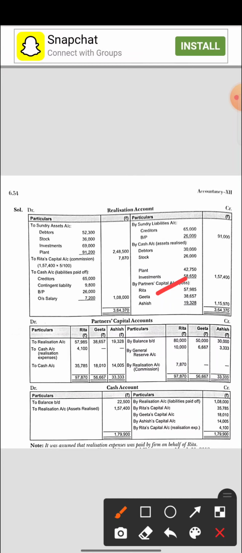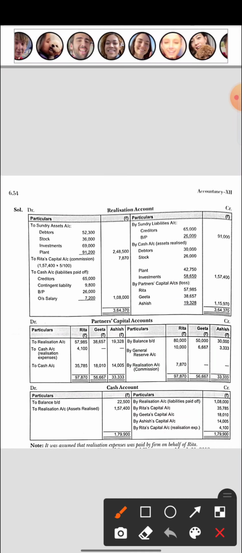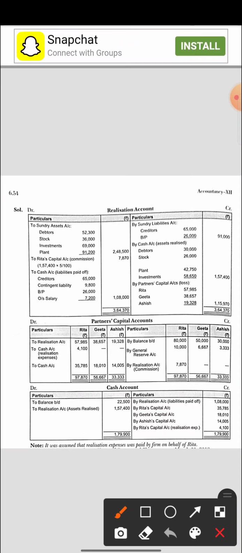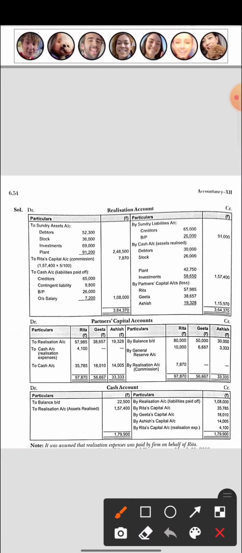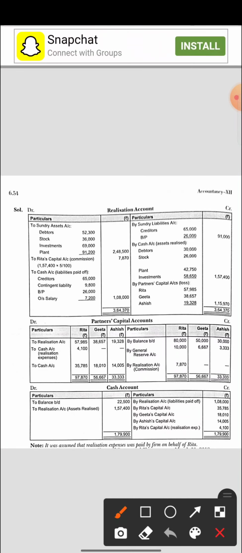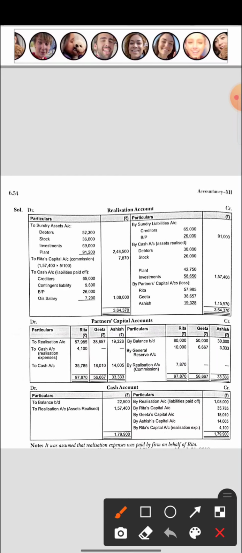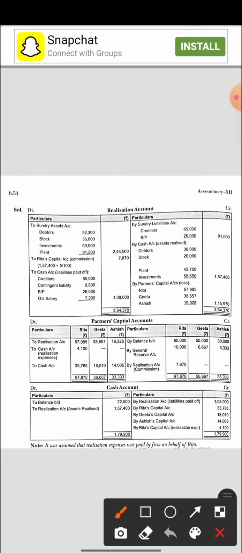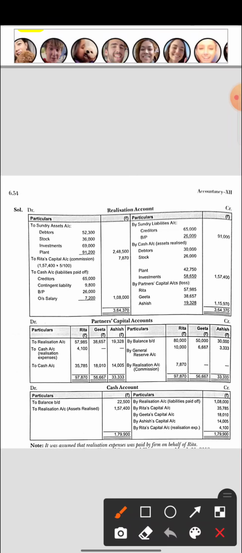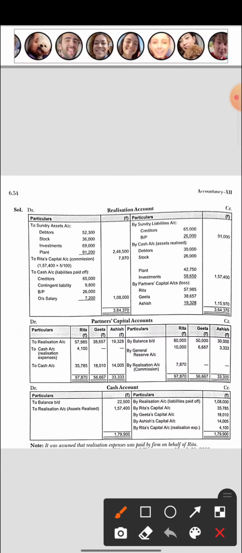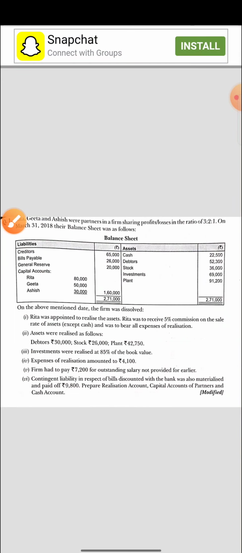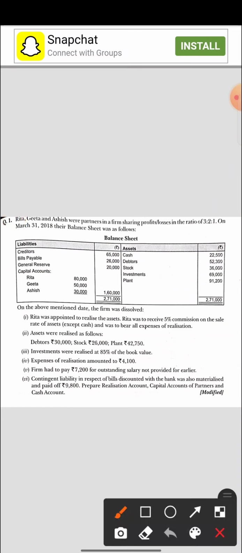Now that we are done with the realization account, we will move to the next step, which is the partners capital account. What is the partners capital account? All the money that belongs to the partners will be brought in here. First, let's go back to the question. This is the first capital that was brought by these 3 partners: 80,000, 50,000 and 30,000.